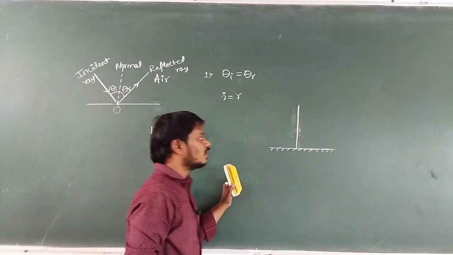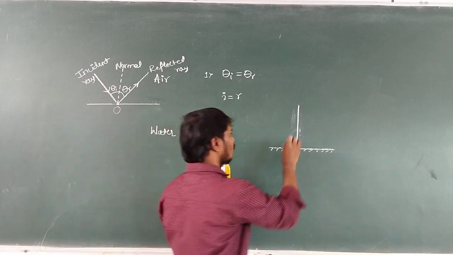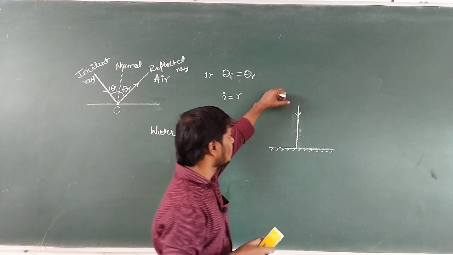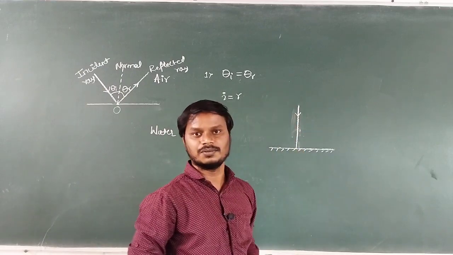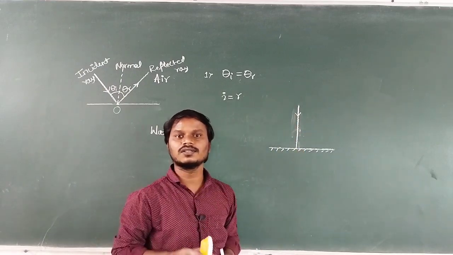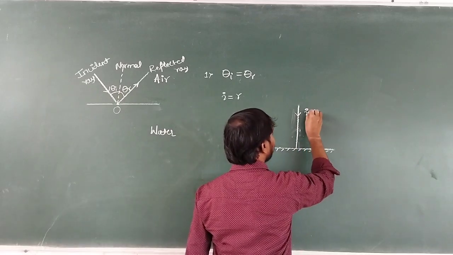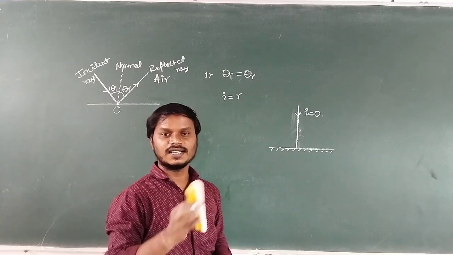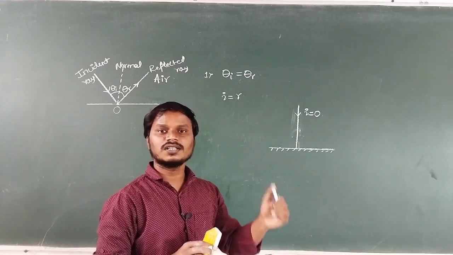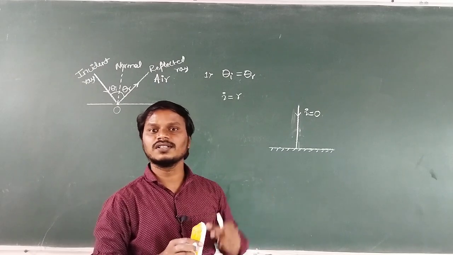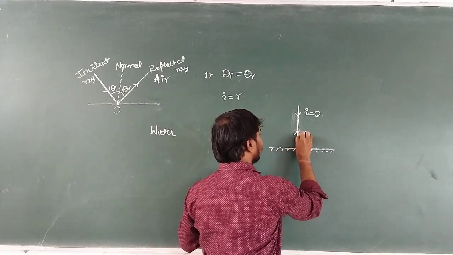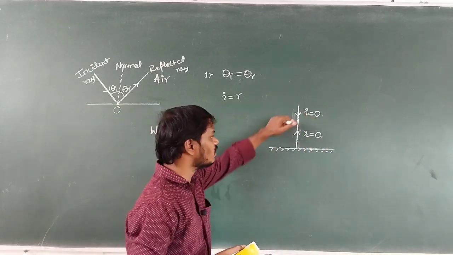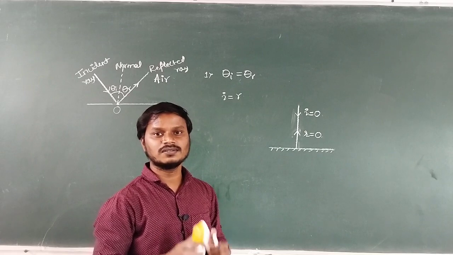If the light is incident along the normal, meaning the incident ray is along the normal, then what is the angle between the incident ray and the normal? It is 0, because the incident ray is along the normal. Then the angle of incidence is 0, and the angle of reflection is also 0. What is its meaning? The reflected ray is also along the normal.